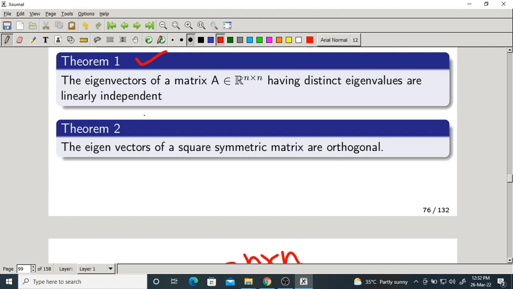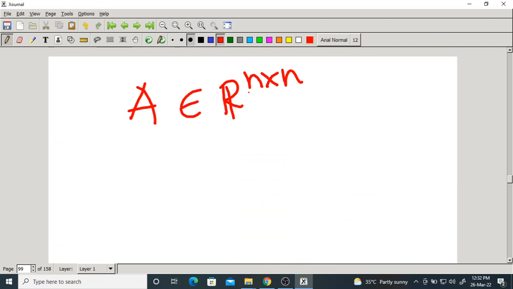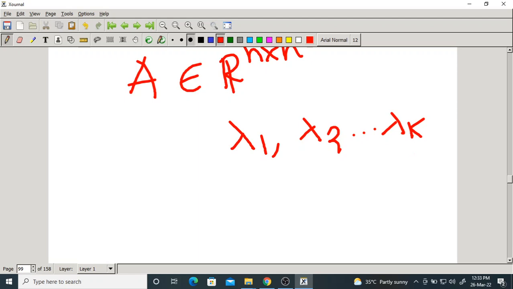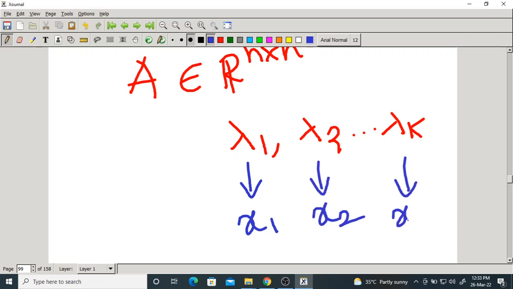What they are saying is, if a matrix A belongs to R^(n cross n), theorem 1 says it has distinct eigenvalues. Let us take lambda 1, lambda 2, and so on, lambda k, k distinct eigenvalues. For each and every eigenvalue, we have an eigenvector, so k eigenvectors, each eigenvector for each eigenvalue. So they are distinct.